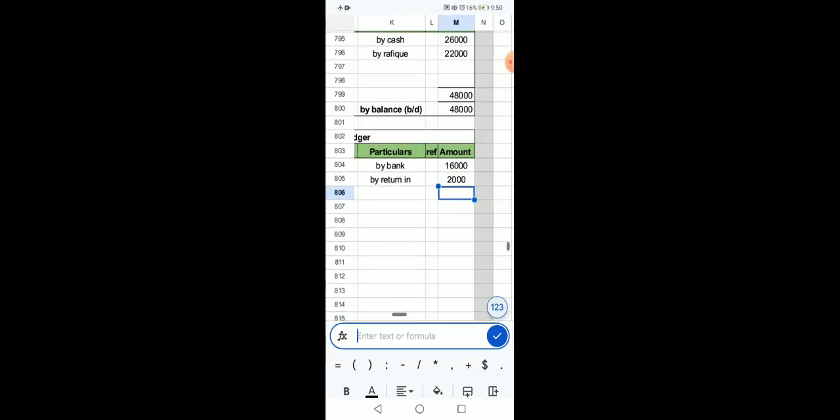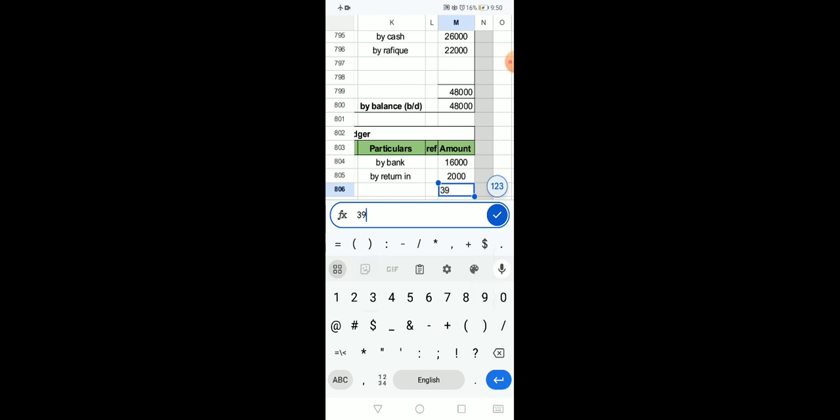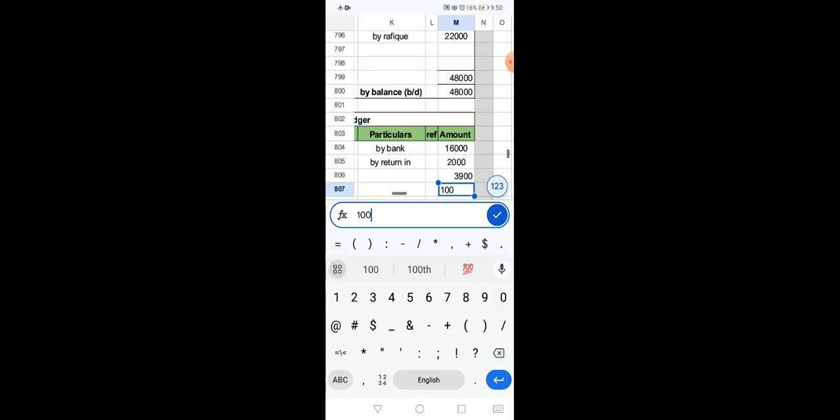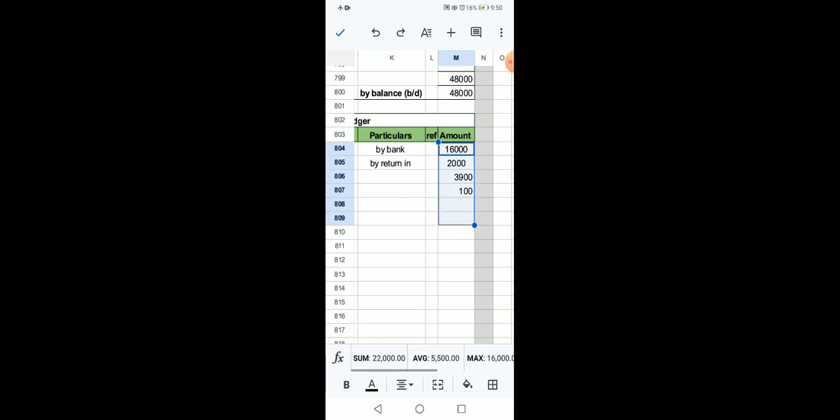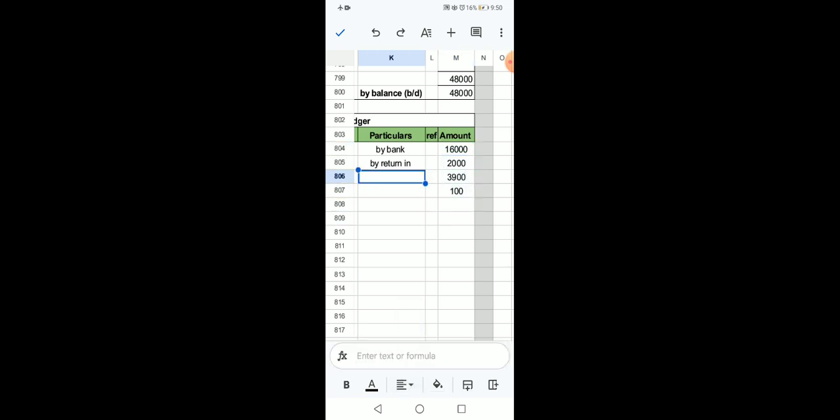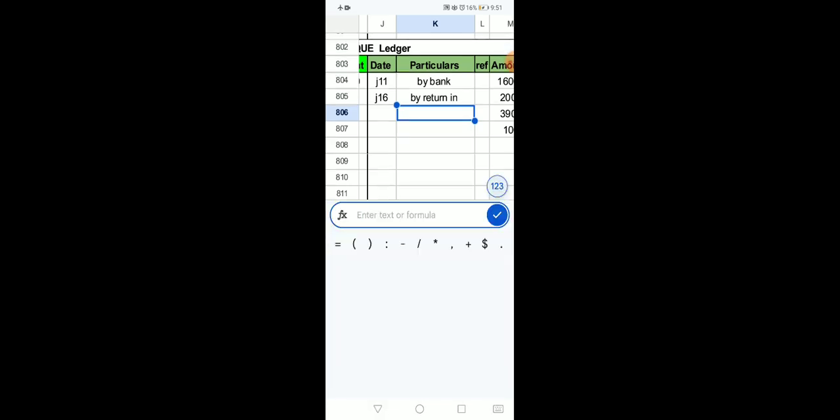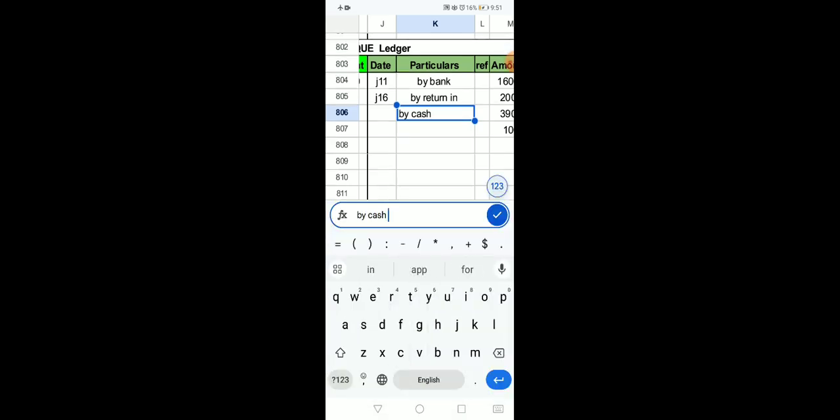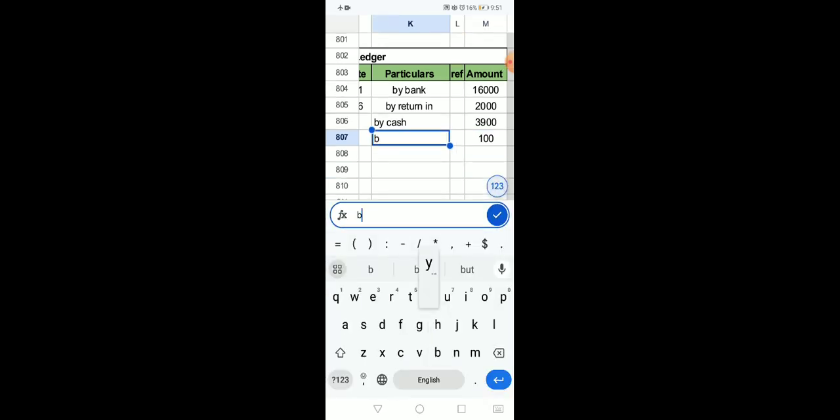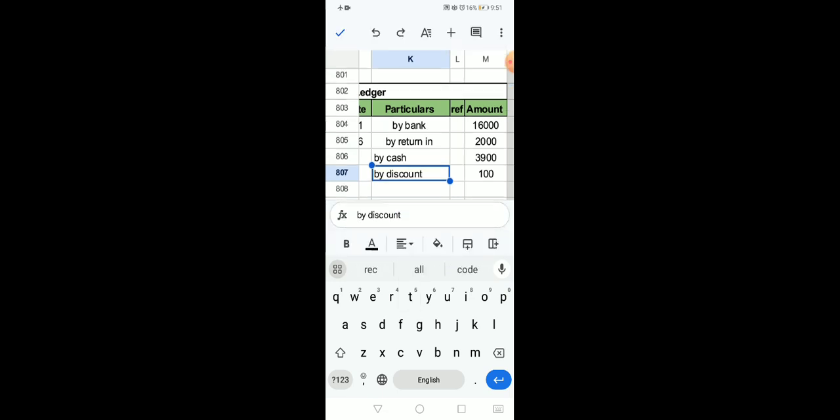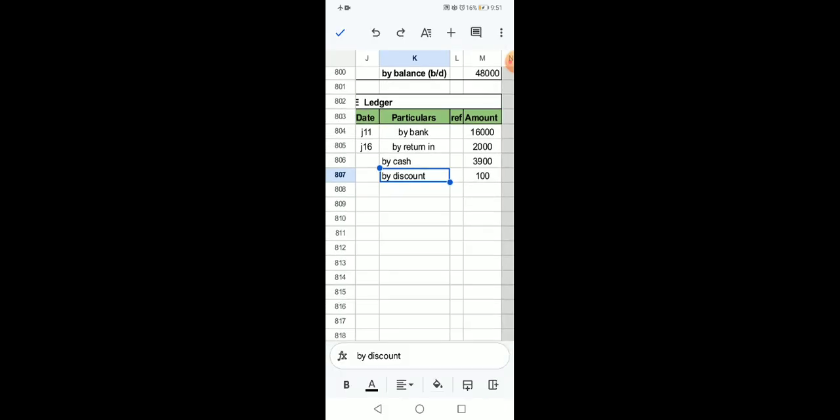So first you will write 3900 and then you will write 100. These were the two amounts written in the entry. The first amount is for cash. This is 3900, cash is written as the reference. So you will write here "by cash", and the second entry, 100, is discount as you have seen. So you will write "by discount". I will show you again as well. Discount is 100, cash is 3900.